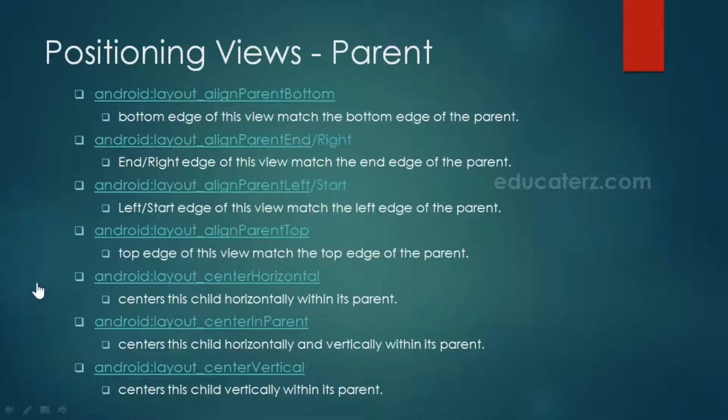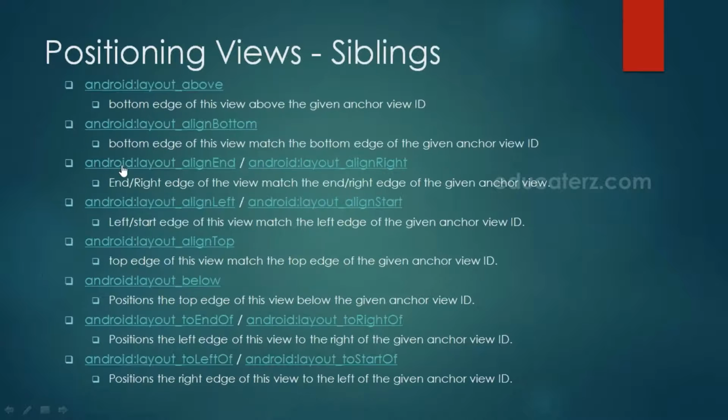Now let us see the attributes related to the siblings, like above, align bottom, align end or start, to left of, to right of, below, something like this. The best example is in our childhood in the classroom. Our class teacher used to arrange our seating: short people will sit in the front rows and tall people will sit in the back rows. The same way here, according to some identifier it will adjust its children.